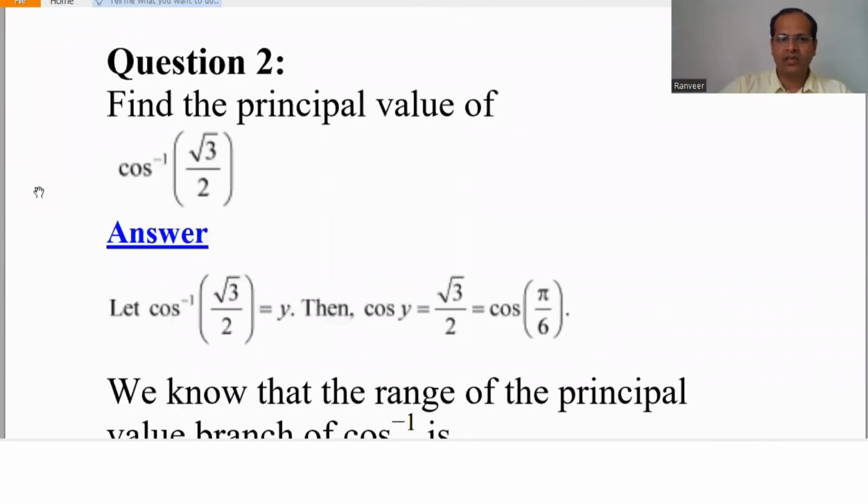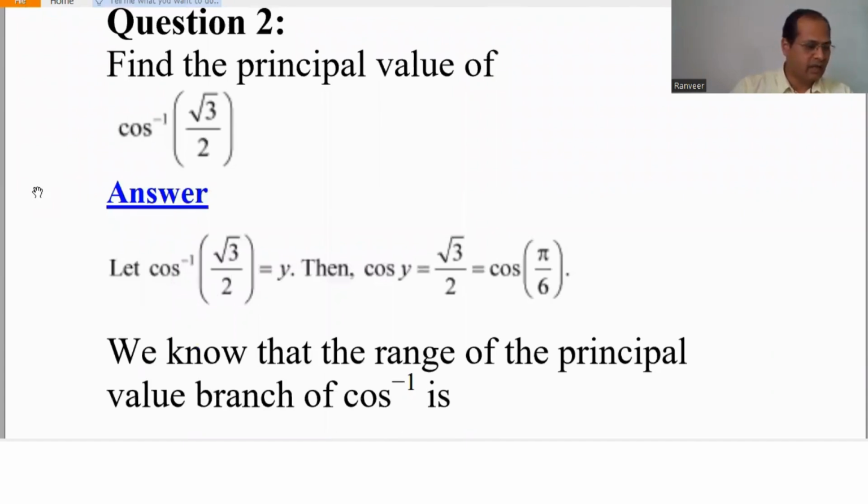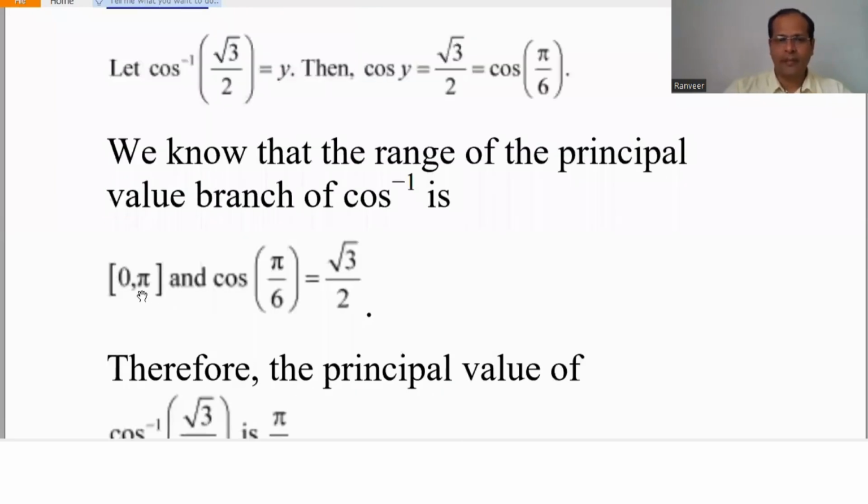Cos inverse root 3 by 2. First of all, we have to check which quadrant this is in. For this, just take y, so cos y is equal to root 3 by 2. This is in the first quadrant, so cos pi by 6. And we know the principal value of cos inverse lies between 0 to pi. Cos pi by 6 definitely lies between 0 to pi, so the principal value is simply pi by 6. Cos pi by 6 is root 3 by 2, but for the principal value we write the angle, that is pi by 6.